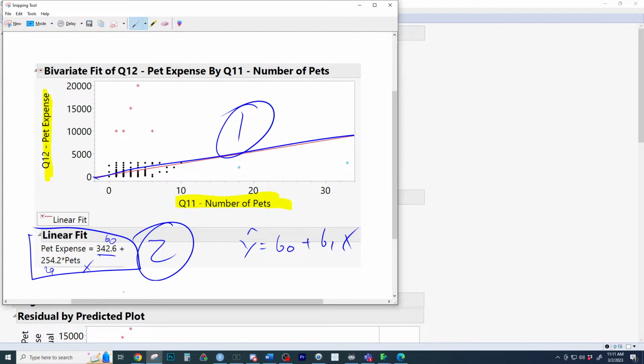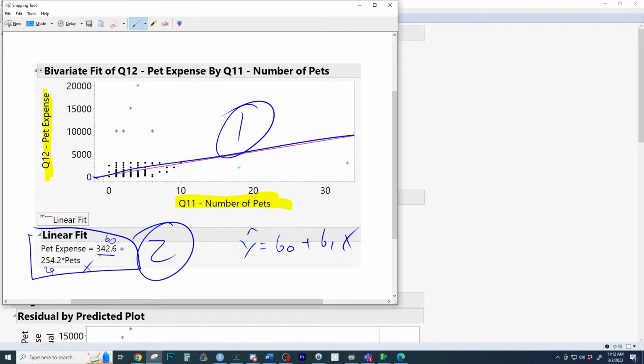Check out yesterday's video where we go into proper interpretations, but the more you practice them, the better you get. As in, someone who owns 0 pets would be expected to spend $342.6 on their pets. That is not very logical, but maybe they're spending it on other people's pets, because we would expect someone who owns 0 pets to not have a pet expense, but the model predicts $342.6. Maybe a little bit illogical, I would comment. For each additional pet, we would expect somebody's pet expense to increase by $254.2, and that is the interpretation of the slope down there, b1.